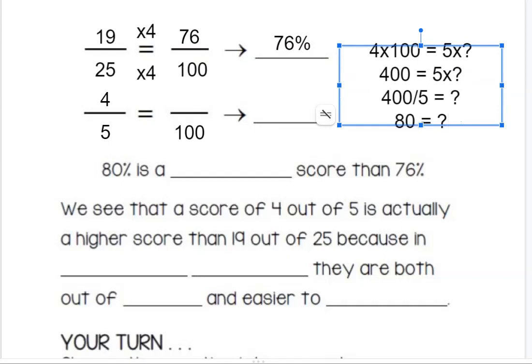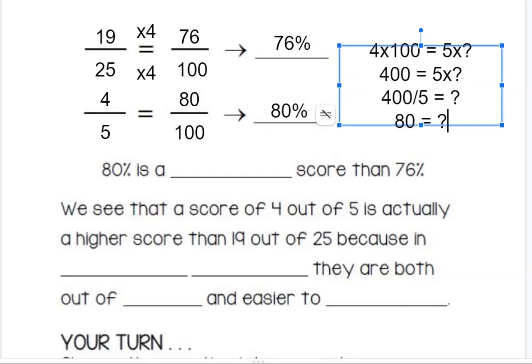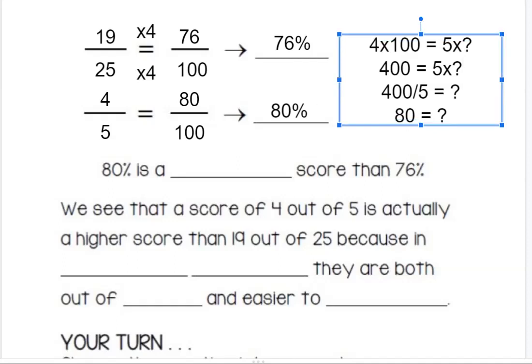So that verifies what we would have found if we had used the friendly relationship, that 4 out of 5 is the same as 80 out of 100. In other words, it is equal to 80%. So you can use friendly relationships if they're available, or you can set up cross products and solve a simple equation to find what the percent amount would be that's equal to the original ratio. Now we can compare, because now it's very easy to see that 80% is a higher score than 76%. And we can just compare the 80 and the 76 because they are both out of 100.